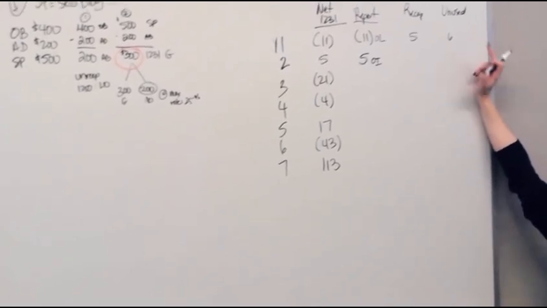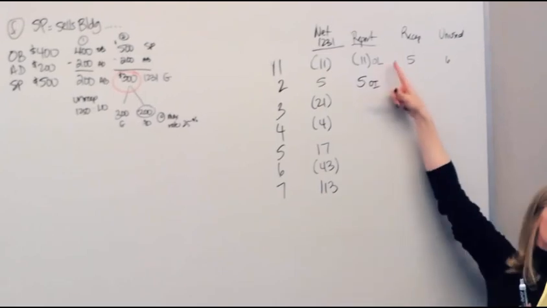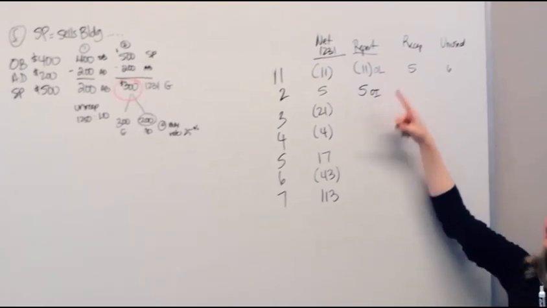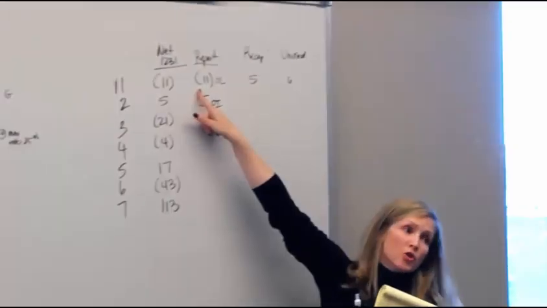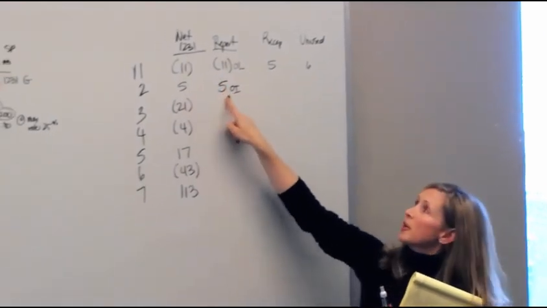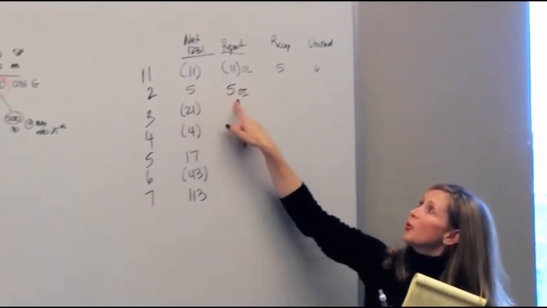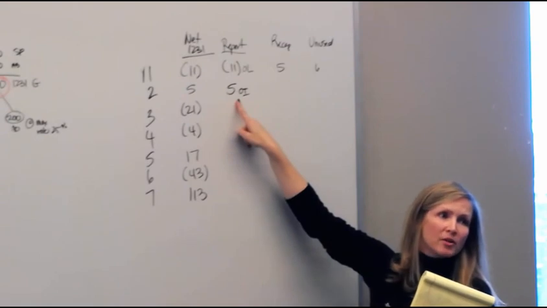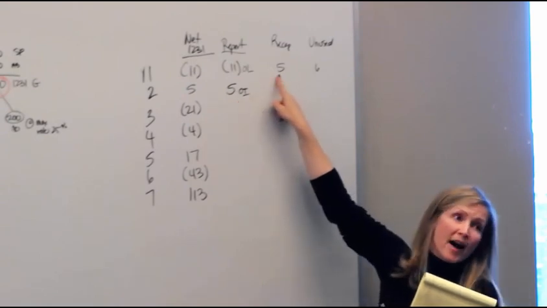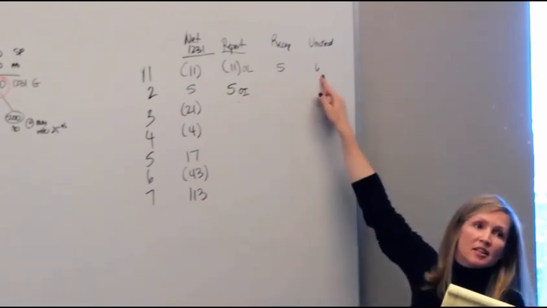Okay? I have to use prior year's numbers. So there was 11 there. I'm going to look in. I'm going to use 11 of last year's. So I'm going to convert all 5 to ordinary income instead of reporting it as capital gain. I've now used up 5 for recapture. There's still 6 available for me.